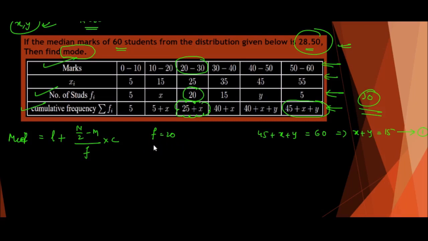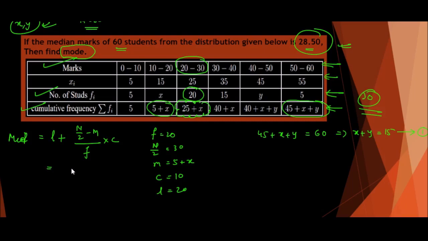N by 2 you already have, n by 2 is 30. What is the m value? Check the previous class. This is your median class, and for the previous class you have the cumulative frequency 5 plus x, so put 5 plus x here. And what is the c value? The c value is 10. Substitute all these things in the formula. The l value you already have, the lower bound, is 20.